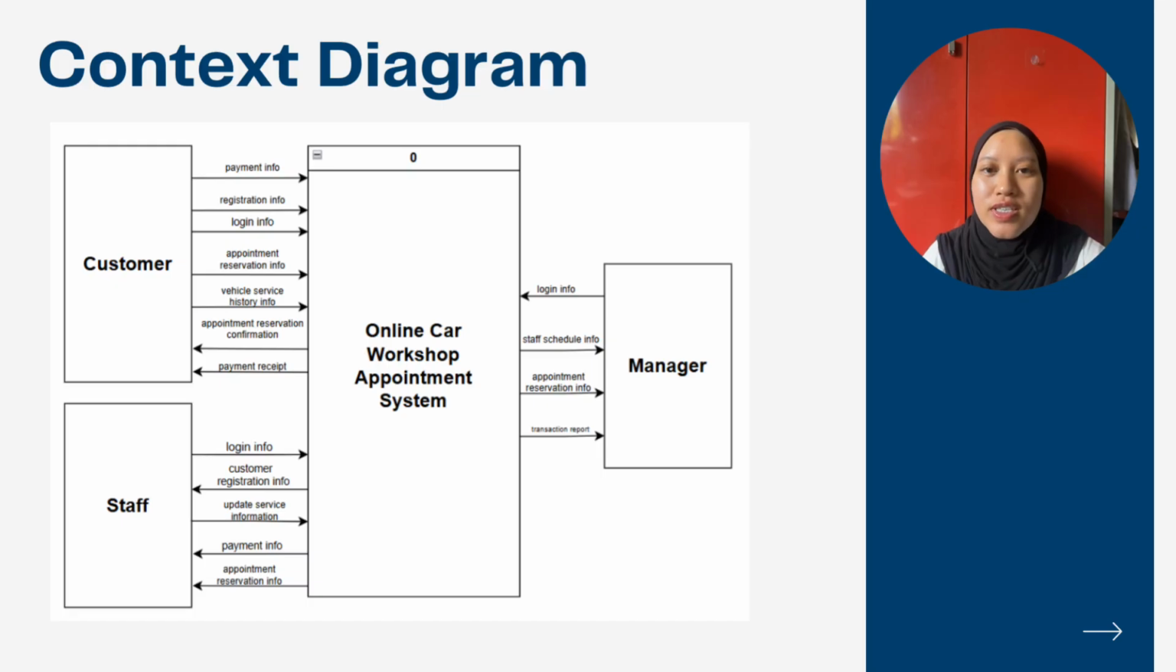So the staff uses the system to log in, manage customer information, update service details, and handle the appointment and payment information. And then the manager uses the system to monitor workshop operations, manage schedules, view appointment information, and access transaction reports. Overall, the context diagram shows the flow of information between users and the online car workshop appointment system.